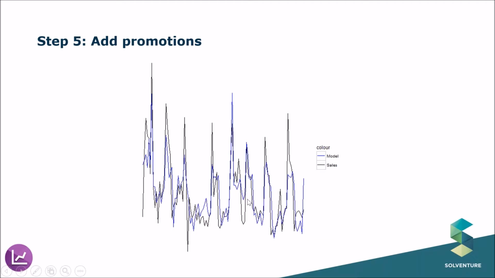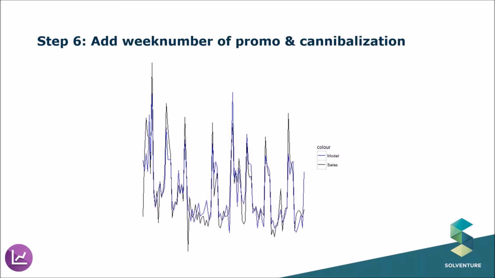And on the other hand, I'm not correctly estimating some of the downward peaks like this one. I see this is my forecast. This is the actual sales. My forecast is basically too high. What else can I add as effects?